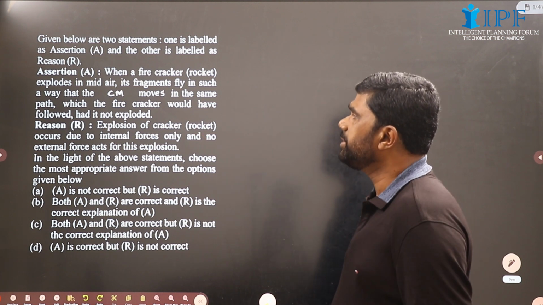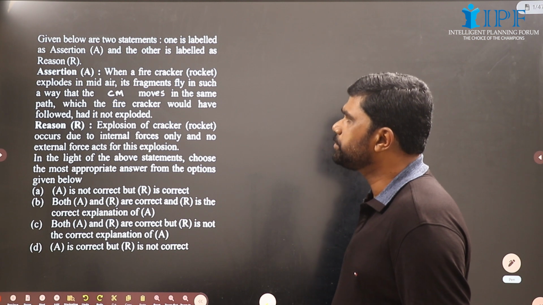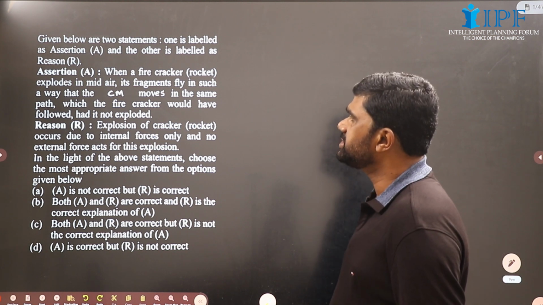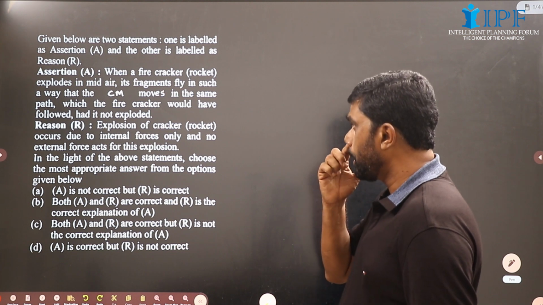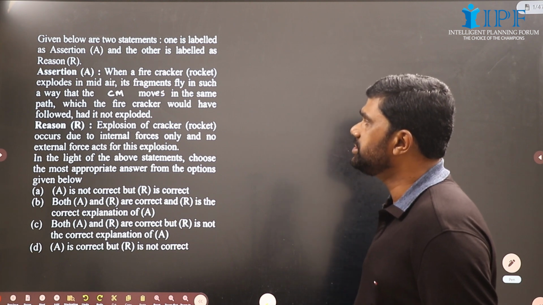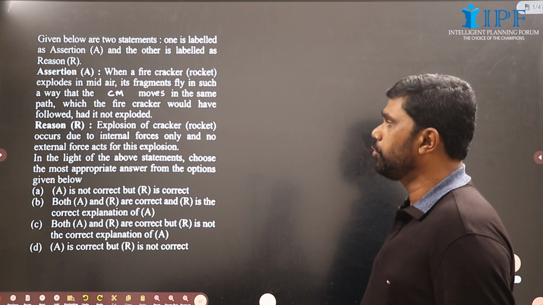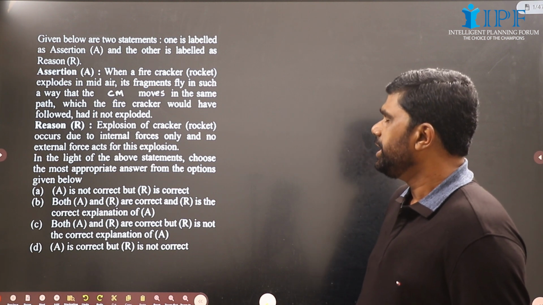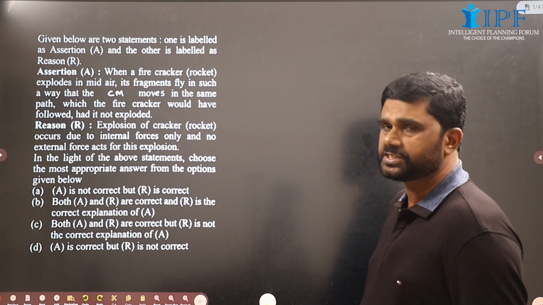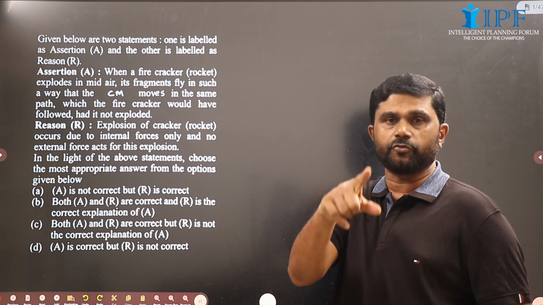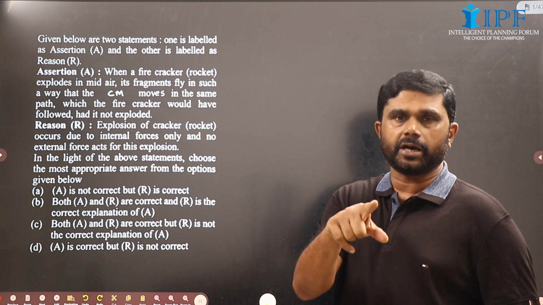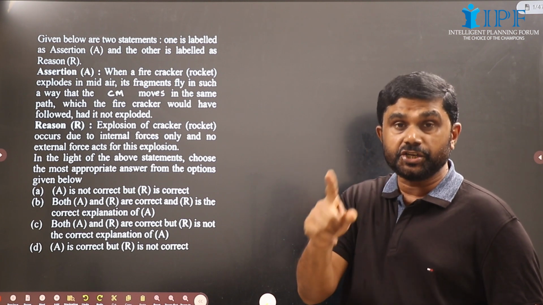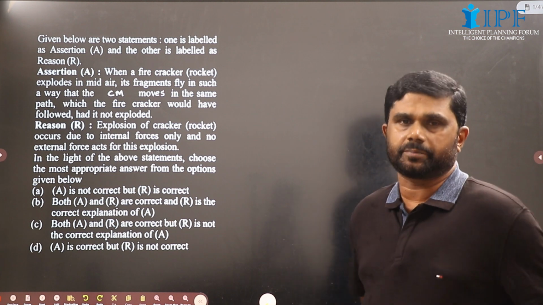The first statement is: when a firecracker explodes in mid-air, fragments fly in such a way that the center of mass moves in the same path which the firecracker would have followed if it had not exploded. That's a true statement. After the explosion, each fragment will follow its own parabolic path, but the center of mass of all the fragments will continue to be in the original parabolic path.